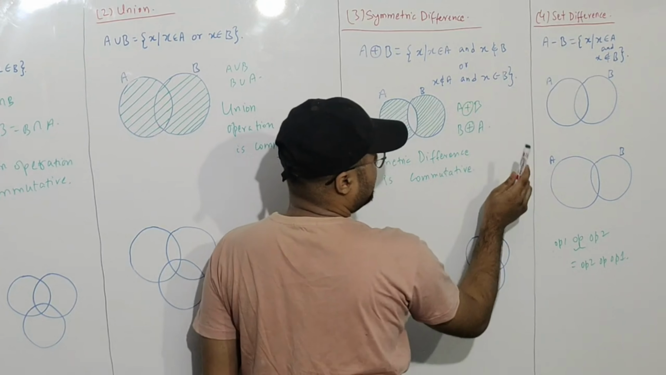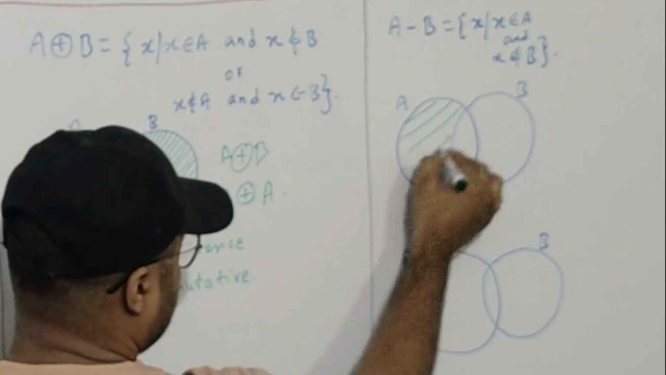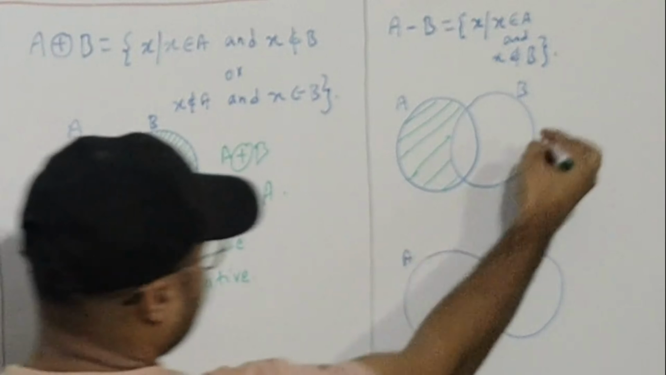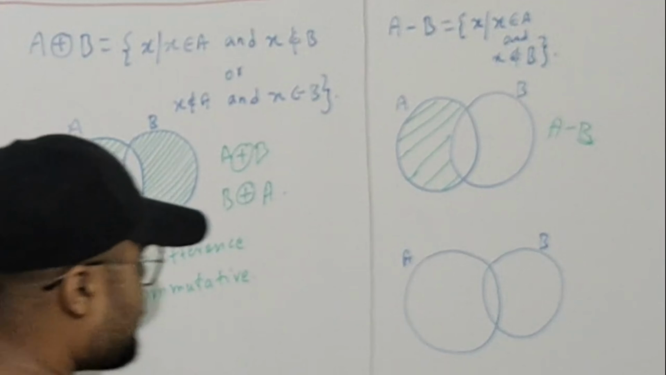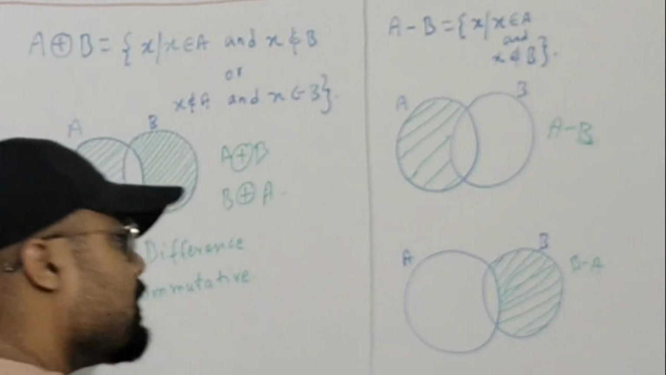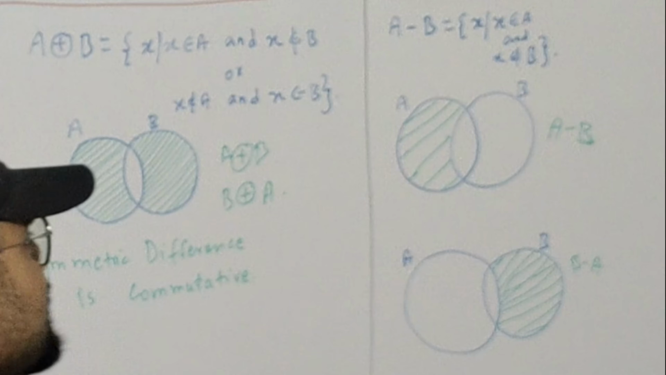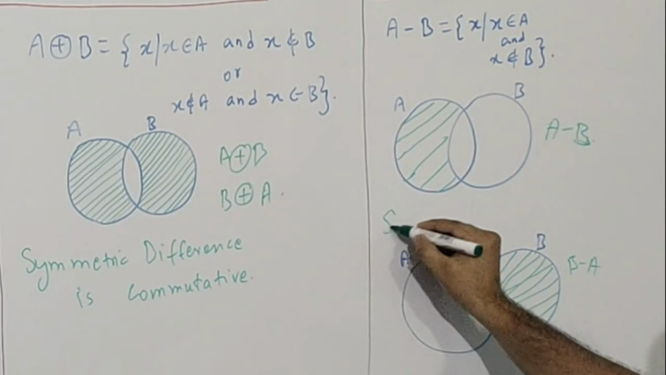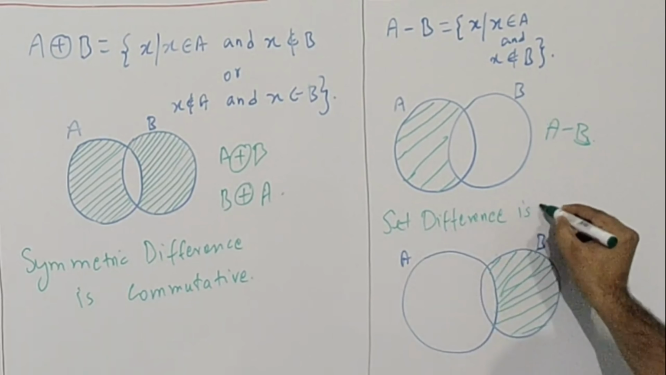Set difference. A minus B will give you these elements. This is A minus B. And B minus A will give you these elements. This is B minus A. So definitely these two sets are not same. A minus B and B minus A are not same. So set difference is not commutative.